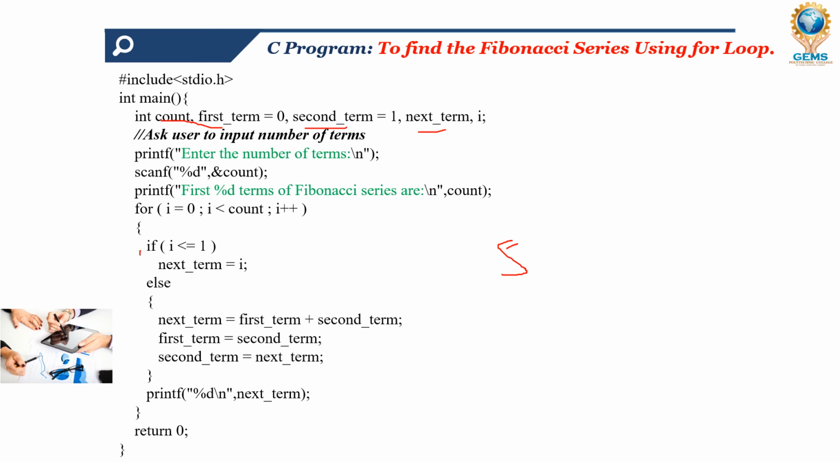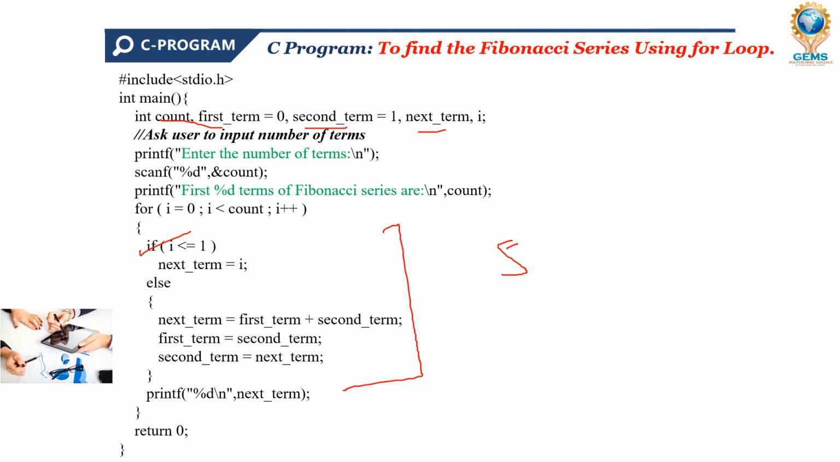Now here I use an if condition. If i is less than 1, next term equals 1, else next term is equal to first term plus second term, and this is the exchange. Actually this is our basic code for performing the Fibonacci series. Here the addition and exchanging of the values is done. So this is our program for finding the Fibonacci series using for loop. I hope, my dear students, it's clear to you.